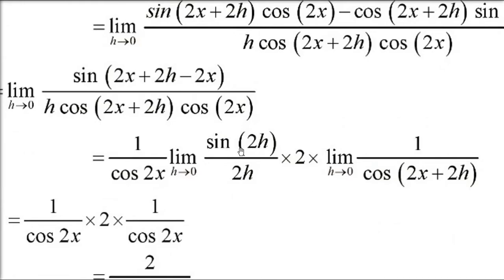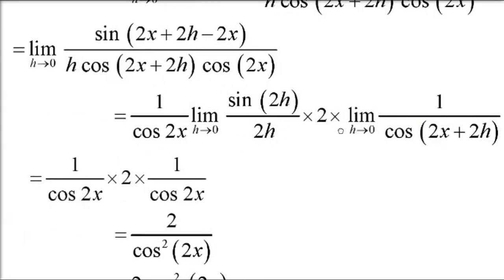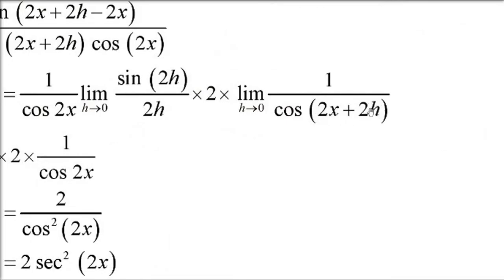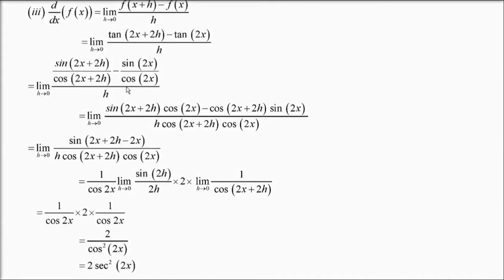Wherever h is there, you apply the limit. So 1 by cos 2x you can take outside, there is no h. Sin 2h is there, so we have h in the denominator, so you can have 2 in numerator and 2 in denominator. What about cos(2x plus 2h)? This is limit h tends to 0, 1 by cos(2x plus 2h). So this is sin theta by theta, that is going to be 1. Here h is 0, so cos 2x. So we have 2 times cos 2x, so cos square 2x goes up, 2 sec square 2x will come.